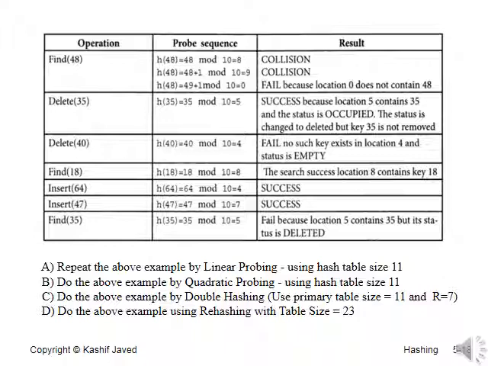So for your C part, do the above example again by applying double hashing. Same follow-up with the result tables. Use primary table size 11 and you can use the secondary one R equals 7. So that's part C. Then your part D, I would like you to do the example by using rehashing, and this time use table size 23 and do all the operations that are listed in this example.